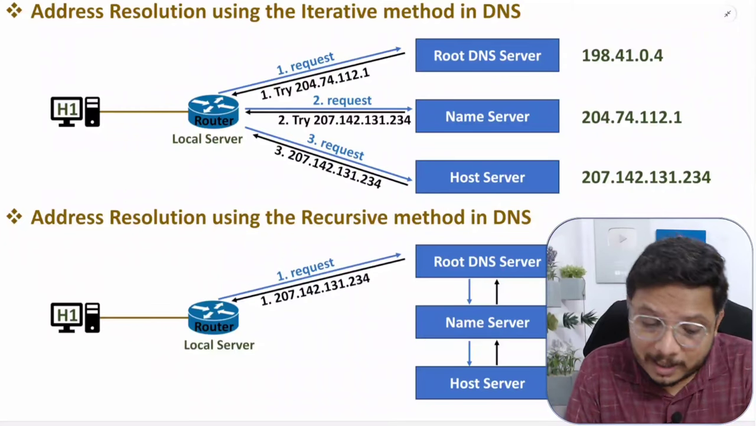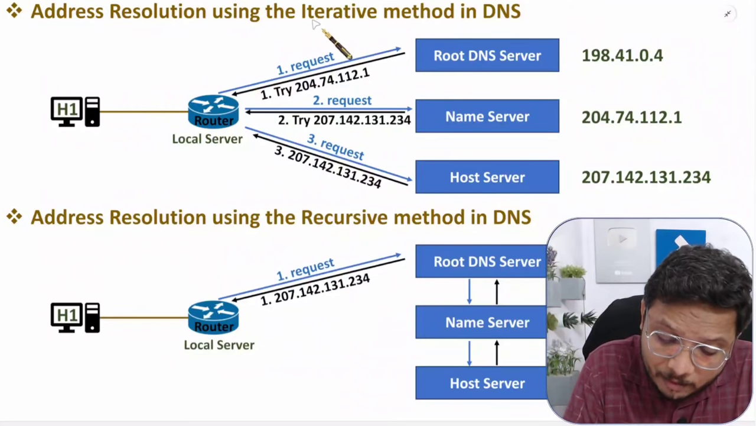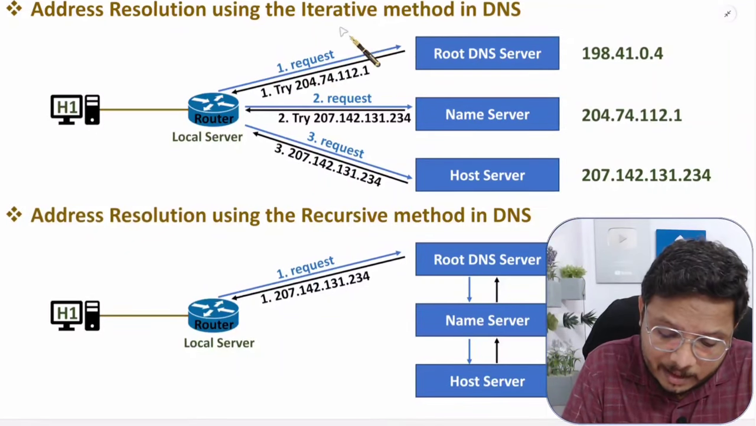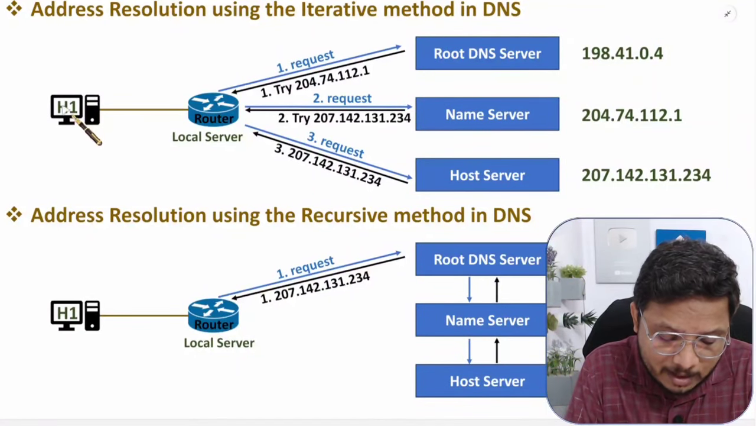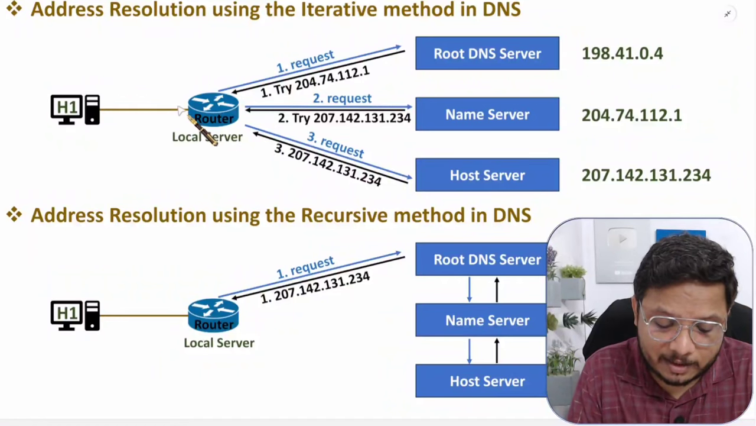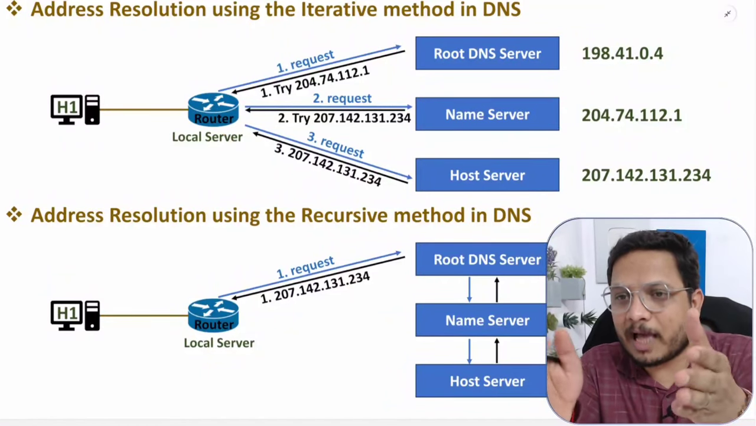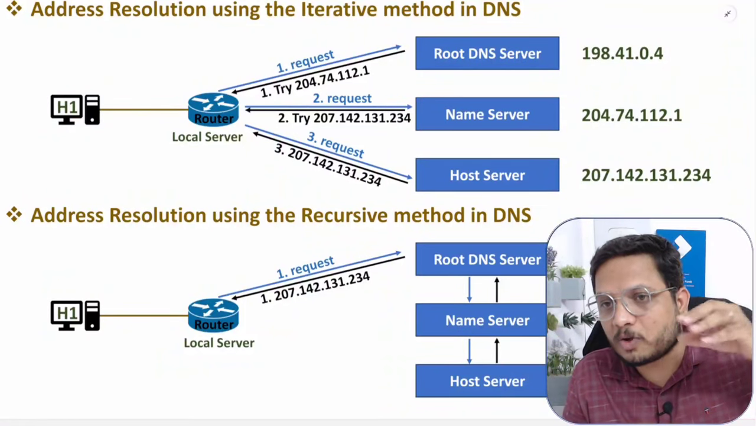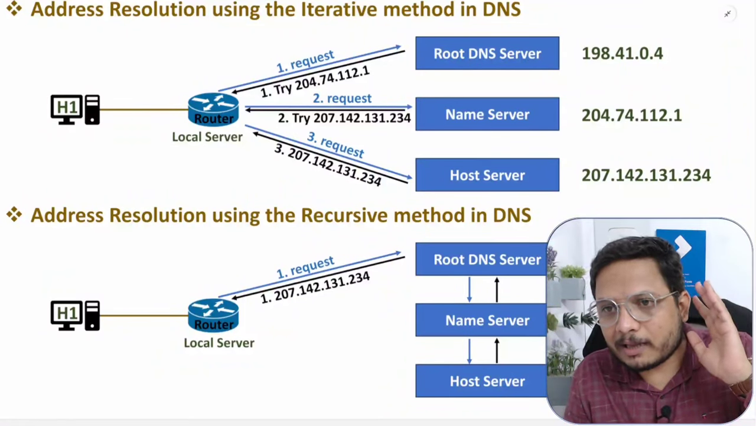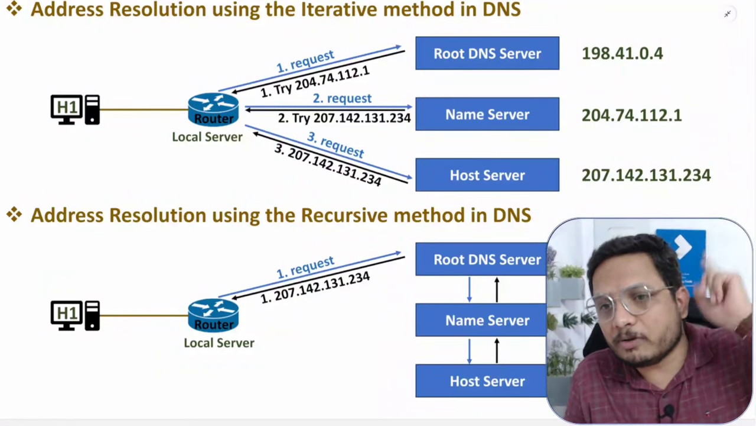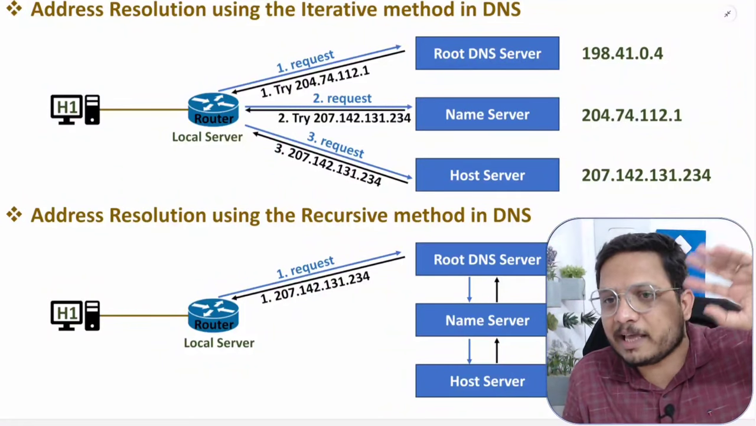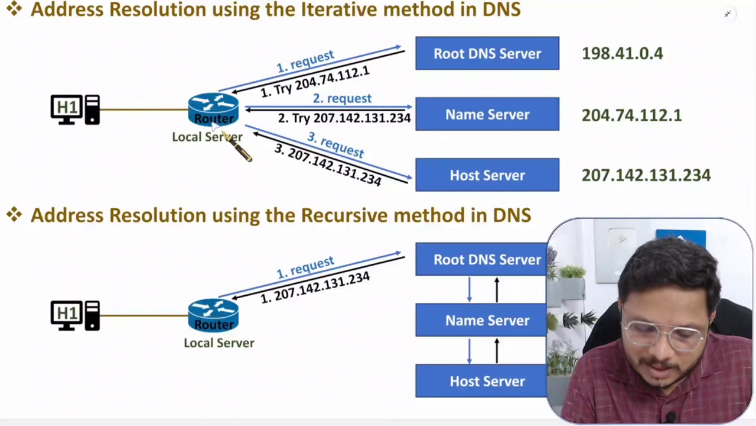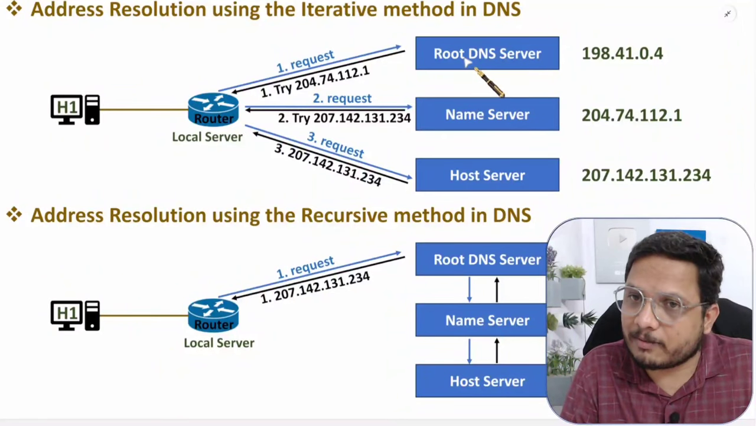But how? There are two ways. One is iterative and the second is recursive. Let me explain the iterative method first. See, this computer requesting a website will go to this router. Like I have my computer in front of me that is connected with my router, so obviously I can request my router only. Now my router will make the request to the exterior environment, right? So this is the local server, which is my router, which is connected to the root DNS server.